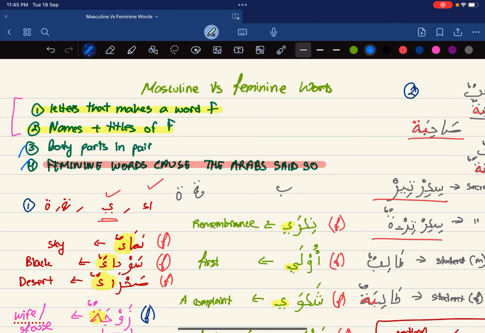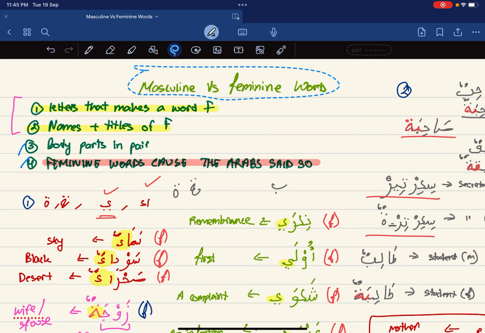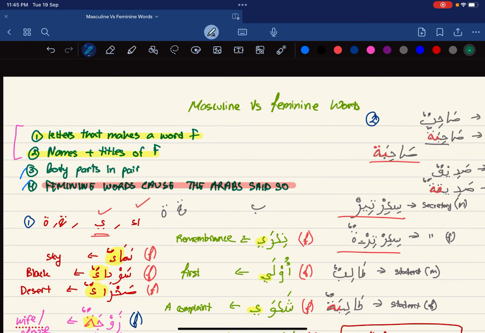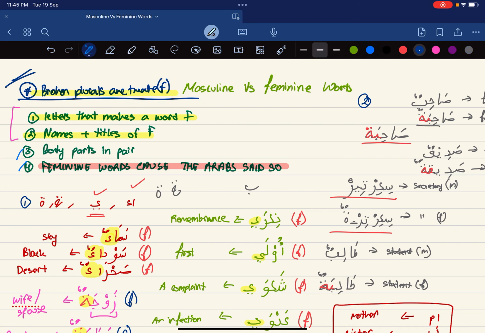Another note you can write here, I will come to this later, not now. If you're taking notes, which I highly suggest, take notes. Another type of words that are treated feminine is broken plurals. Broken plurals can be treated as feminine. I will come to this very soon. This is a note you can keep. We're going to come to this part very soon in the book Medina Arabic, where we will talk more about plurals.